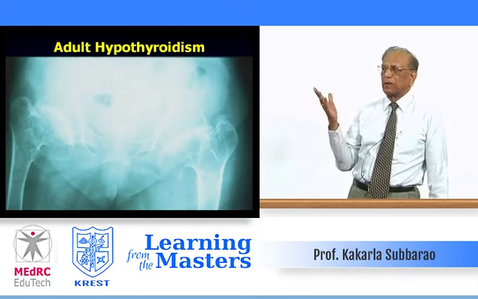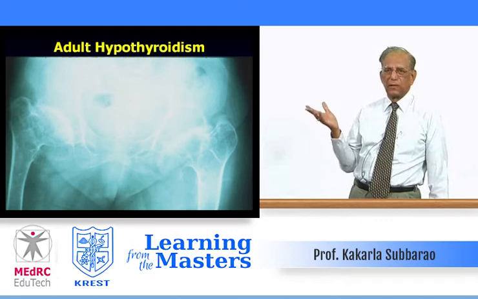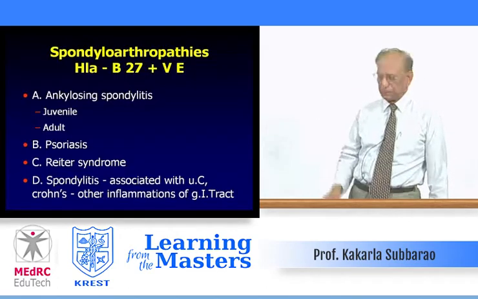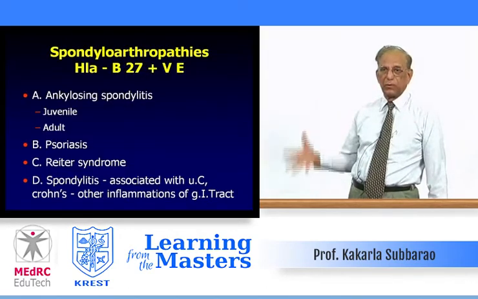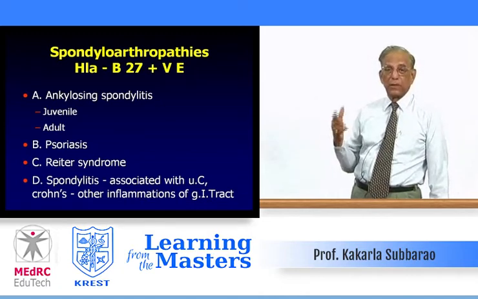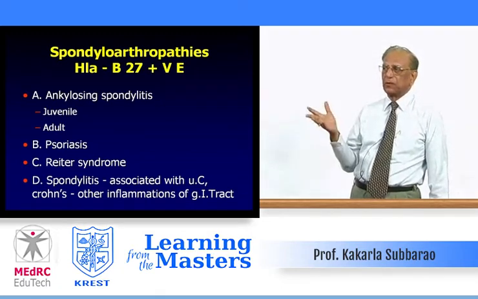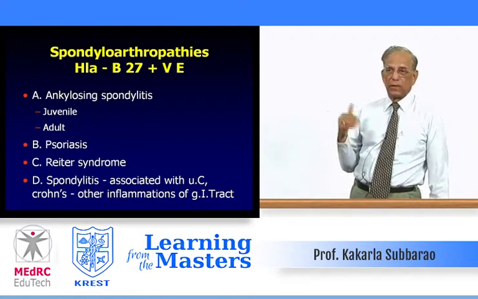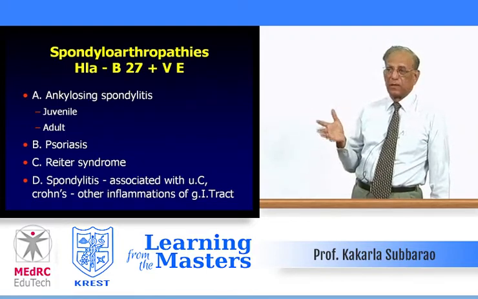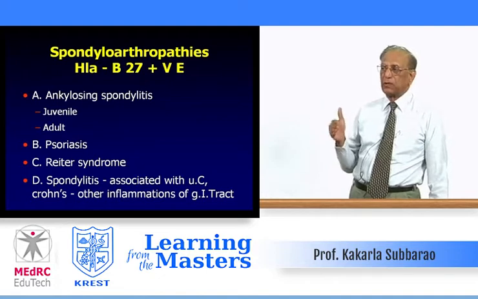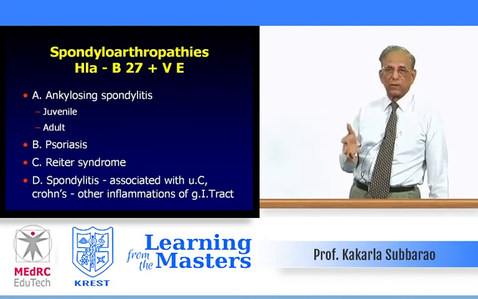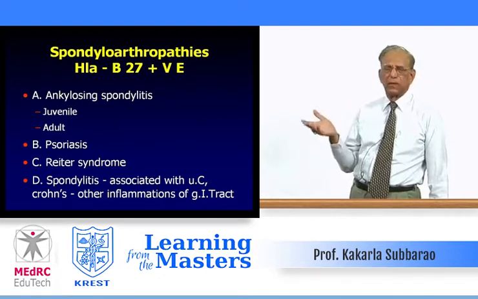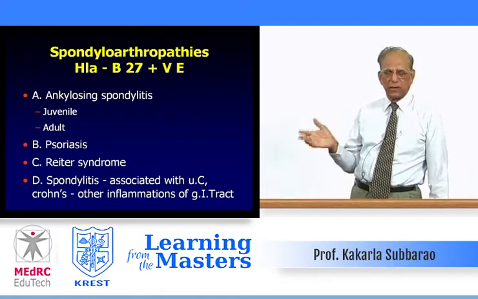Adult hypoparathyroidism, severe changes in the heads of the femora with degenerative changes. Spondyloarthropathies, how do they reflect upon sacroiliac joints, hip joints? HLA-B27 positive, ankylosing spondylitis, either juvenile or adult, psoriasis, Reiter syndrome, spondylitis associated with ulcerative colitis, Crohn's, or any other inflammatory disease of the GI tract.